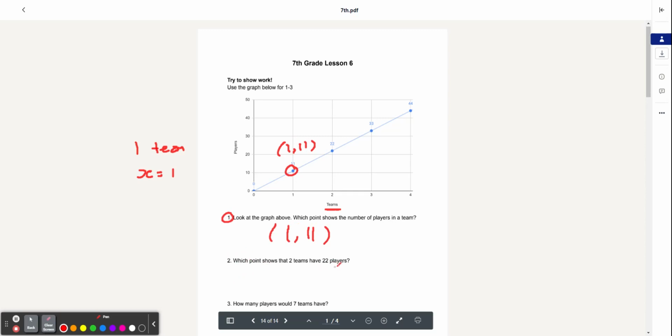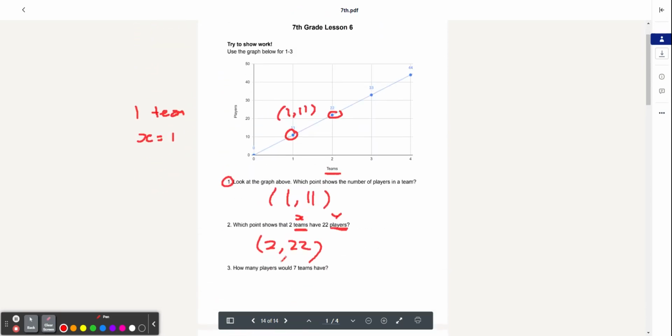Which point shows that two teams have 22 players? That would be that. Teams, that's the x-axis. Players, that's the y-axis. And this is the only point that has 2 as the x and 22 as the y. How many players would 7 teams have? Since we know that one team has 11 players, that means we would have 77 players when we have 7 teams, since 7 times 11 is 77.